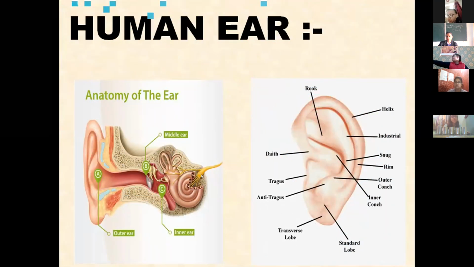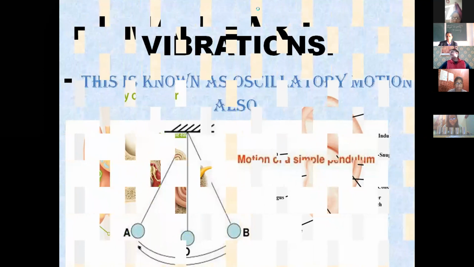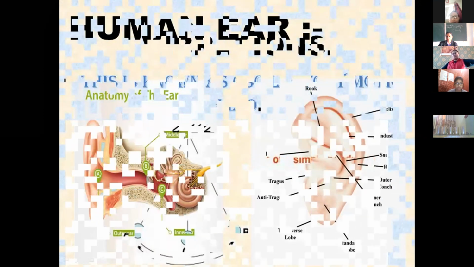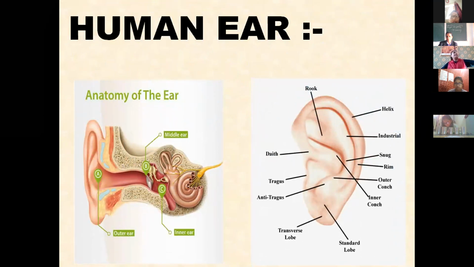Now let us talk about the human ear. There are three parts of the human ear. Outer ear. It has a canal at the end of which is a stretched membrane called the eardrum. The sound waves pass through the ear canal and make the eardrum vibrate.